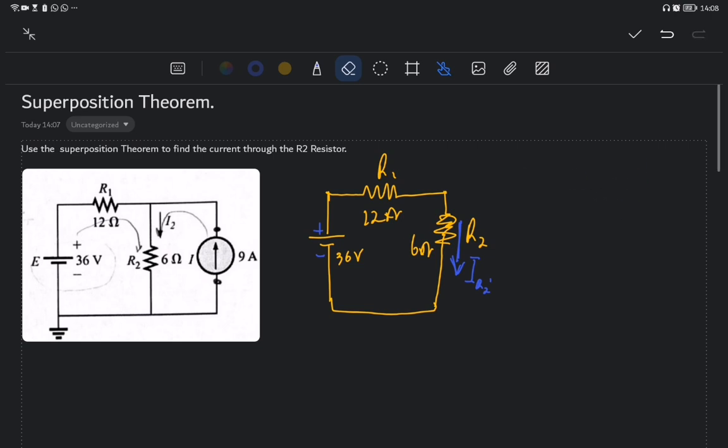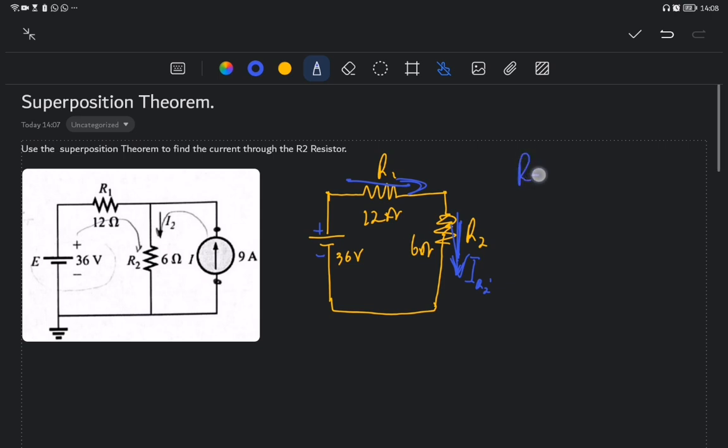So what we need to do, we agree that the current flowing through this resistor here is the total current, which is going to be the same current as there, right? So what we basically need to do is find the total current flowing in the circuit. So first thing we need to find is the total resistance.